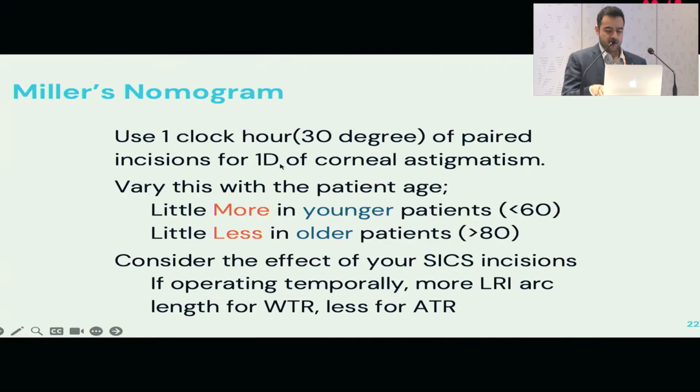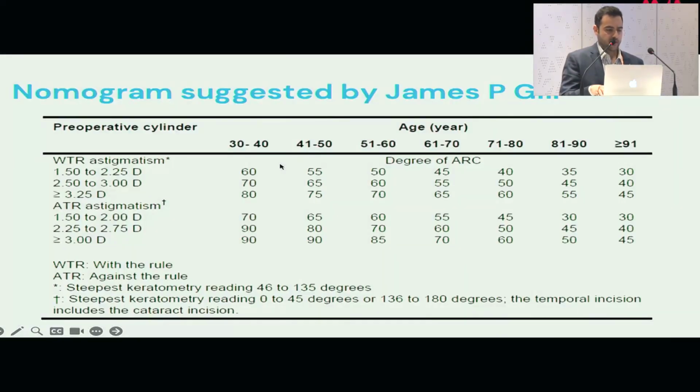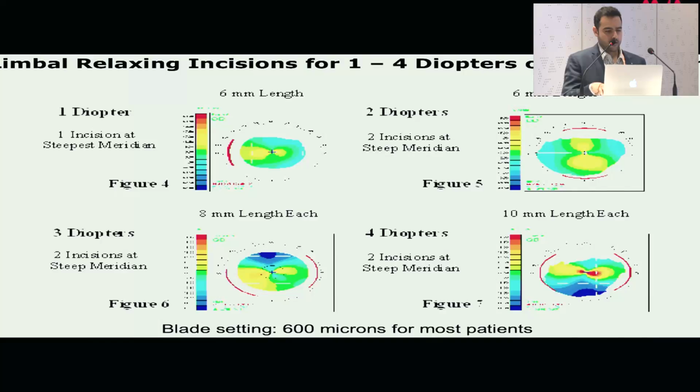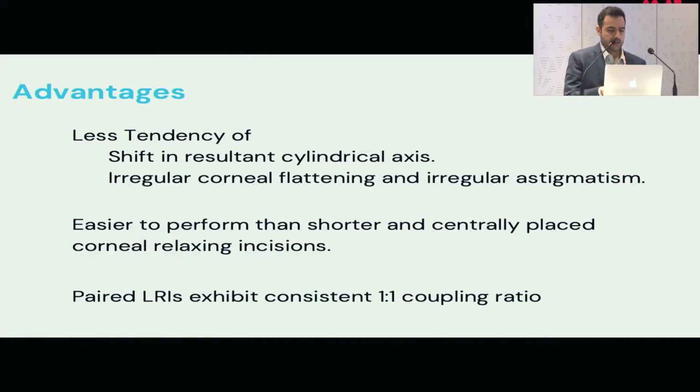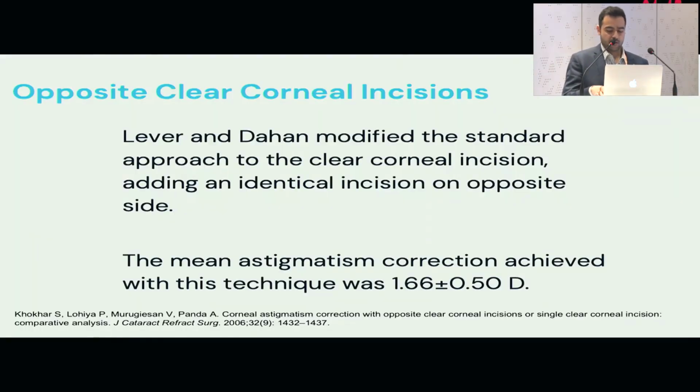So again, these are the details and multiple nomograms which have been given by Gill, and the amount of astigmatism that can be corrected. The advantages in this are that there is less tendency of shift to the resultant cylindrical axis. There are fewer chances of irregular corneal flattening and irregular astigmatism, which occurs in the case of arcuate incisions. It is easier to perform than a shorter and centrally placed corneal relaxing incision. And also, as we've already talked about the coupling, it gives a 1:1 coupling ratio. So there is less chance that the astigmatism won't be corrected.